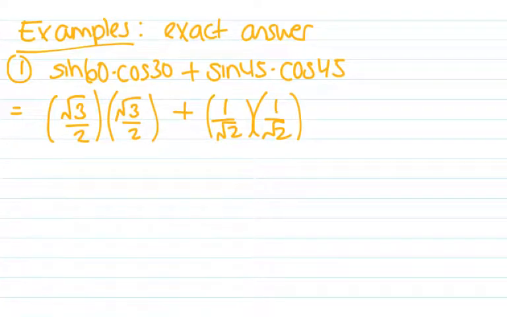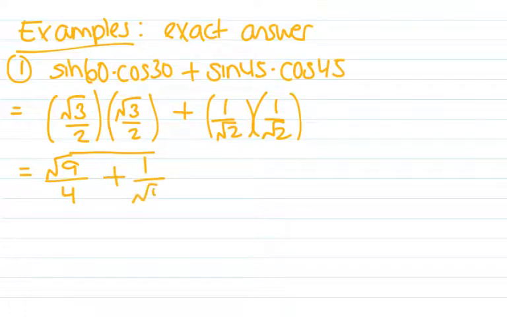Okay, and now we can do this multiplication and addition and come up with a number. So first, root 3 times root 3 over 2 times 2. Remember, when you multiply fractions, you multiply the numerators and then you multiply the denominators. So root 3 times root 3 would be root 9. And then 2 times 2 is 4. Plus 1 times 1 is 1. And root 2 times root 2 is root 4. Now root 9 is the same as 3 over 4. Plus 1 over root 4 is the same as 2.